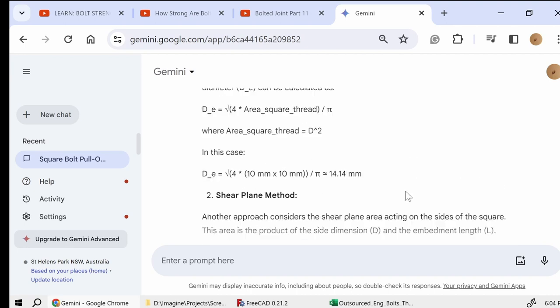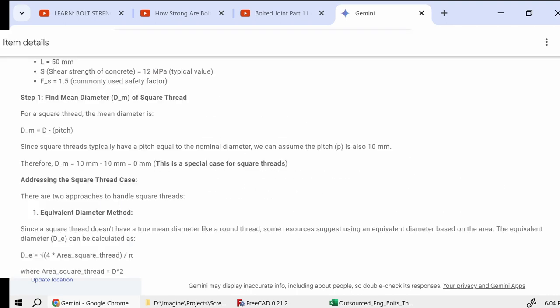Working on an example, let's consider a square threaded bolt made of steel embedded in concrete. Here are the parameters. D, nominal diameter of the square thread, equals 10 millimeters. Important note, we need the mean diameter for the formula. L equals 50 millimeters. S, shear strength of concrete, equals 12 megapascals, typical value. F_S equals 1.5, commonly used safety factor.